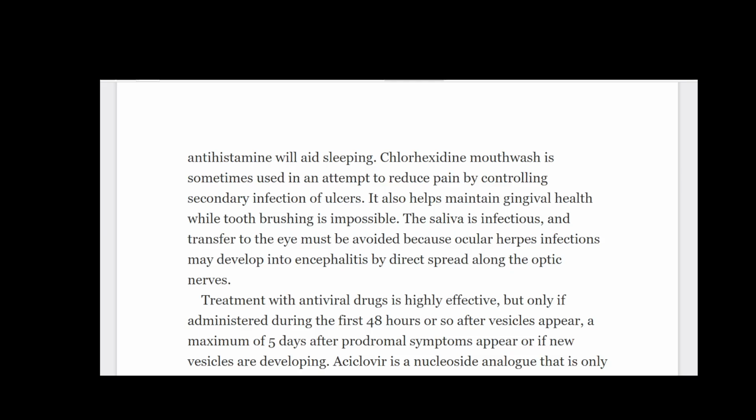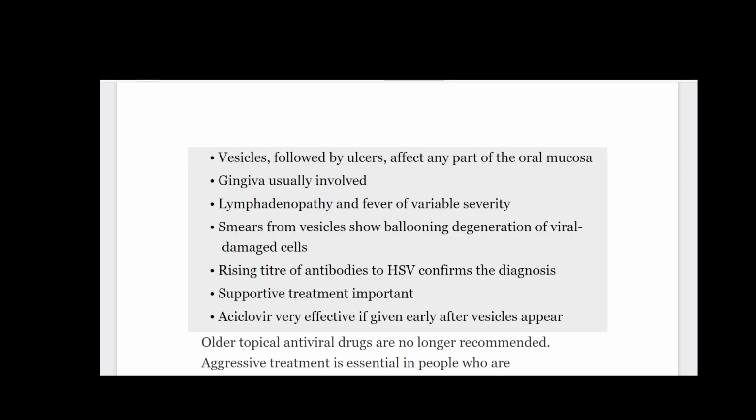Box 15.1. Primary herpetic stomatitis, key features. Usually caused by herpes simplex virus type 1, transmitted by close contact. Usually affects children younger than 6 years, less frequently young adults. Vesicles, followed by ulcers, affect any part of the oral mucosa. Gingiva usually involved. Lymphadenopathy and fever of variable severity.